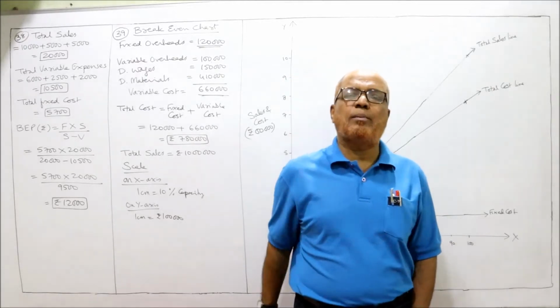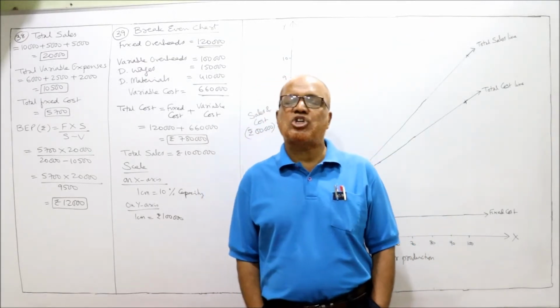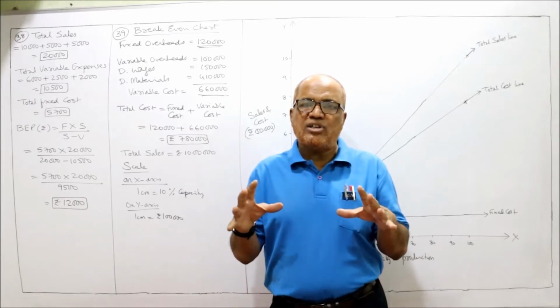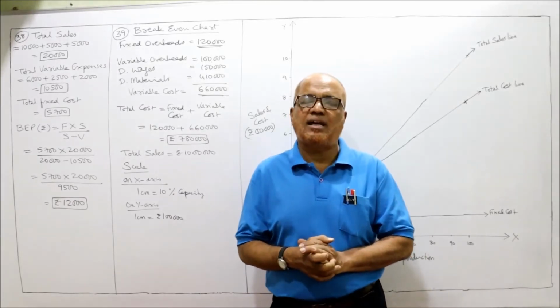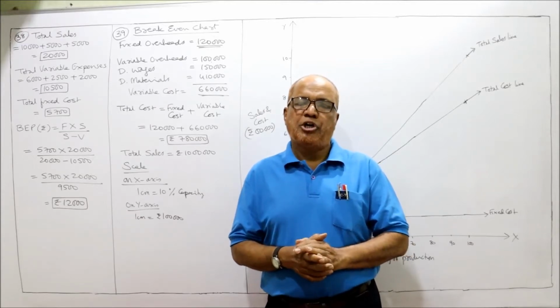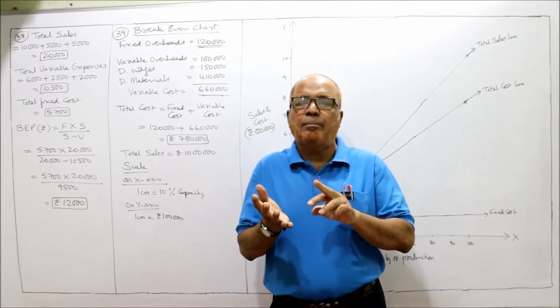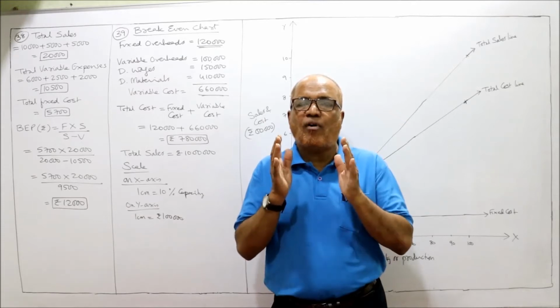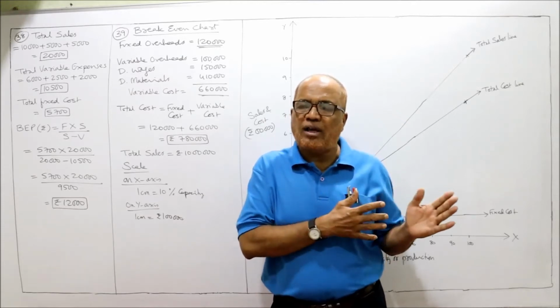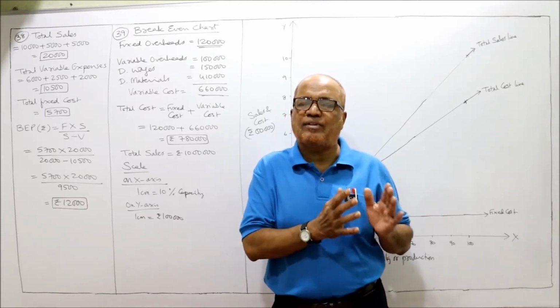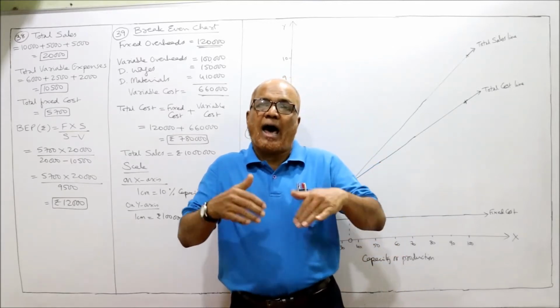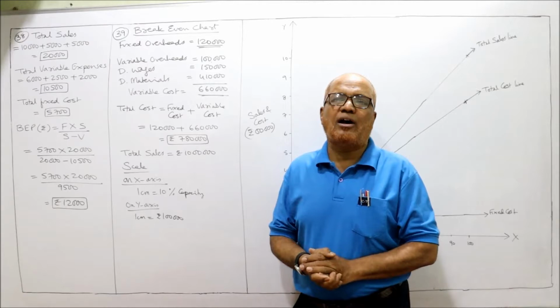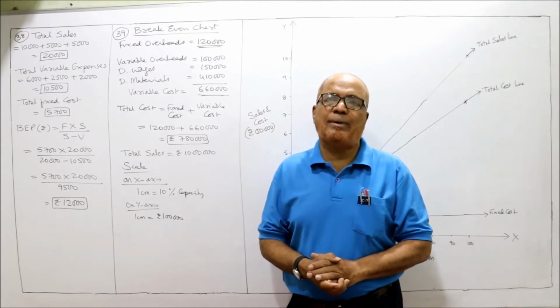This is the first problem in which we have to make the break-even chart. A break-even chart is a graphical method of ascertaining the break-even point. Two methods are there for calculating BEP. One method is the formula method. So far in so many problems we have calculated the BEP by applying a formula. Another method is there for finding out the BEP through the graphic method.